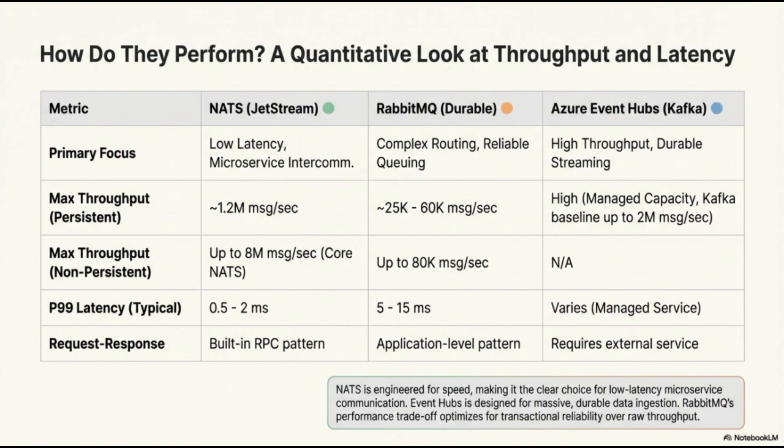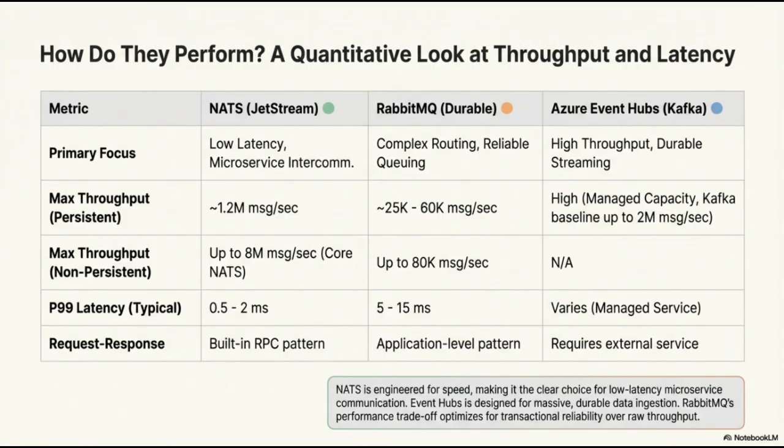RabbitMQ, in its durable configuration, prioritizes complex routing and reliable queuing. It offers a persistent throughput of 25,000 to 60,000 messages per second and up to 80,000 for non-persistent messaging. Its P99 latency generally falls within the 5 to 15 millisecond range, and it relies on application-level patterns for request-response communication.